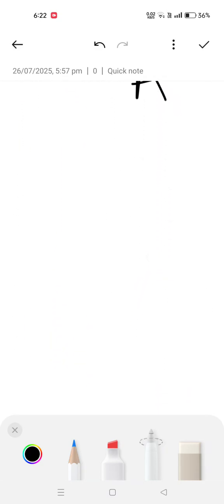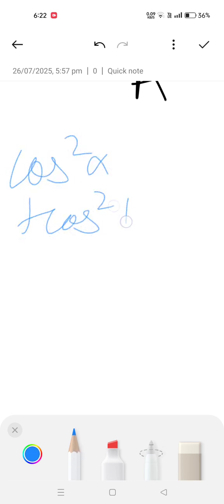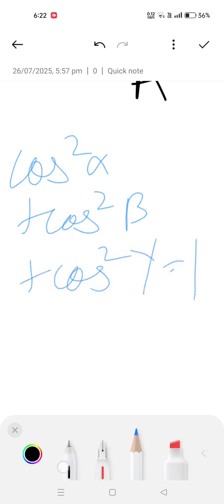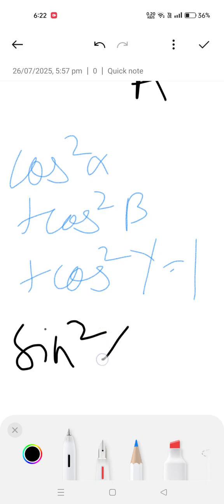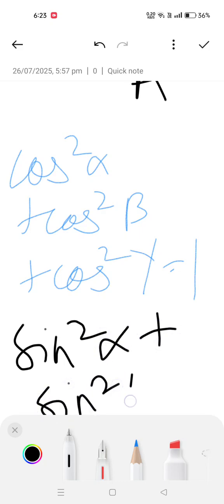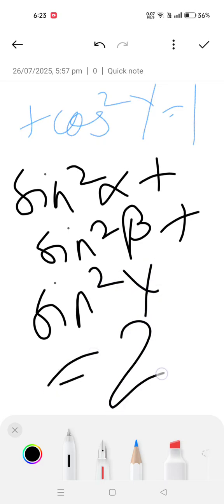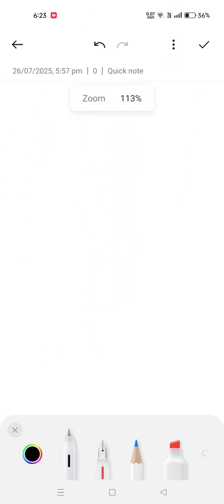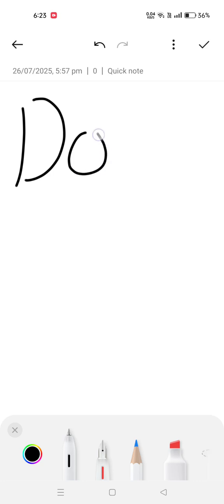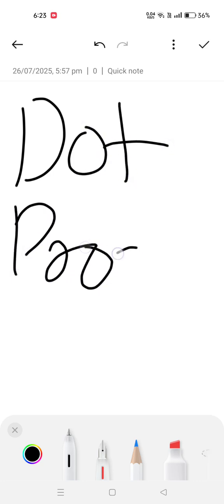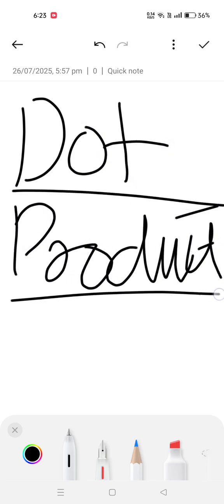So one thing to note is that cos square alpha plus cos square beta plus cos square gamma is equal to 1. But sin square alpha plus sin square beta plus sin square gamma is equal to 2. Next we have dot product. Now what is dot product? Now cross product also I will explain further, but let's study dot product first.